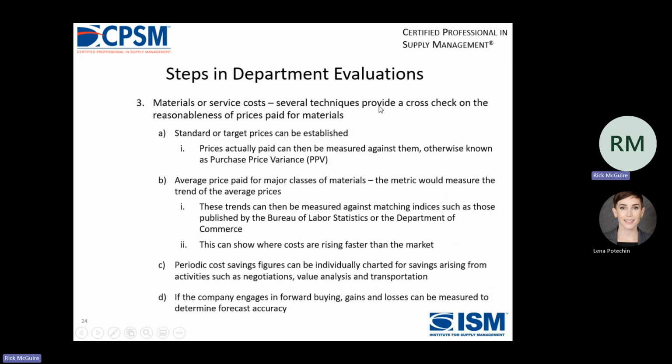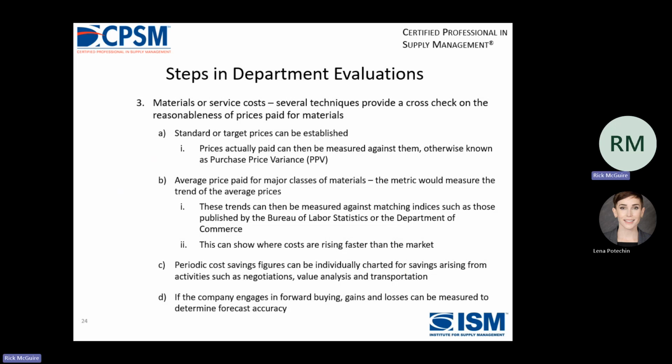And then material service costs. Several techniques provide a cross-check on the reasonableness of prices paid for materials. The standard or target prices can be established. Prices actually paid can then be measured against them. It gives you the purchase price variance. We don't use that here at PACCAR because we buy in such big volume that we only are going to pay one price, and that's the price on the contract. So it doesn't vary. In a smaller firm, you'll have to write a number of POs for the same part throughout the year. And each time you could be paying a different price.